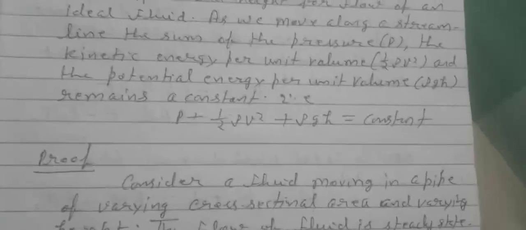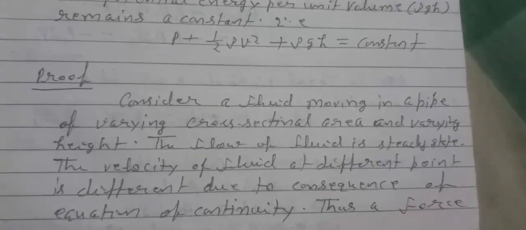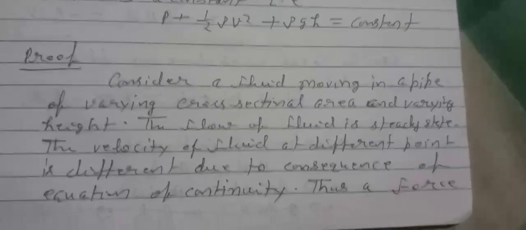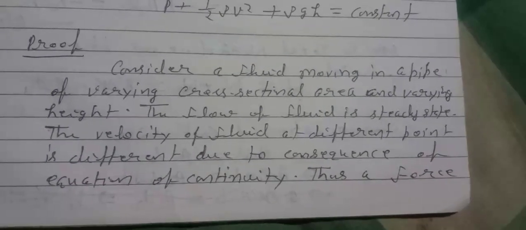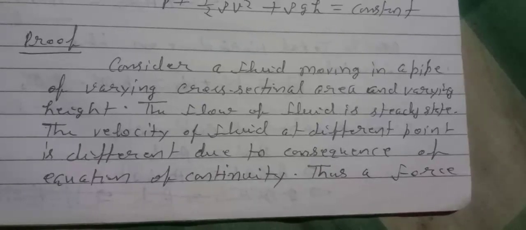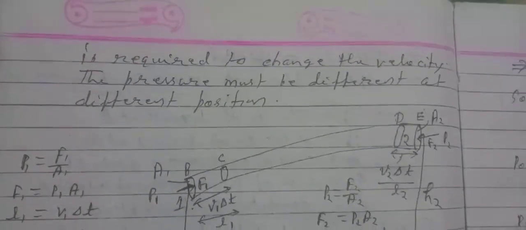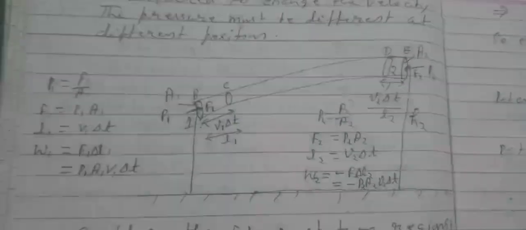Let's prove this equation. For proving, consider a fluid moving in a pipe of varying cross-sectional area and varying height. The flow of fluid is a steady state. The velocity of fluid at different points is different as a consequence of the equation of continuity. Thus, a force is required to change the velocity. The pressure must be different at different positions. The situation is shown in the figure.